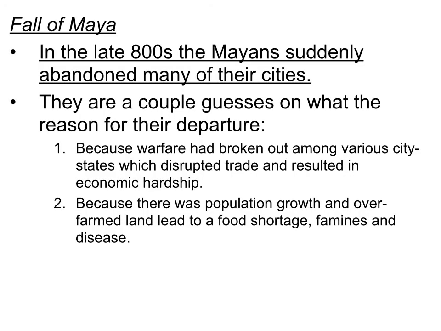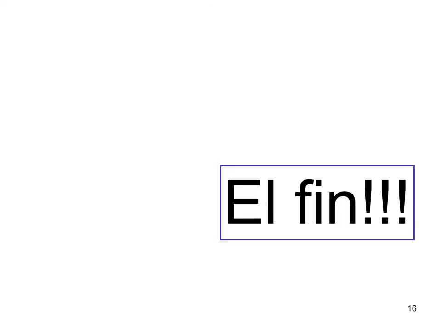And the fall of the Maya. In the late 800s, the Mayans suddenly abandoned many of the cities, and that's what we're going to be finding out. Some people say it's because of warfare among the various city-states. They wouldn't trade with each other, a lot of jealousy perhaps, and maybe there was population growth, and the land was being overfarmed, which can happen, and people ran out of food. The end.